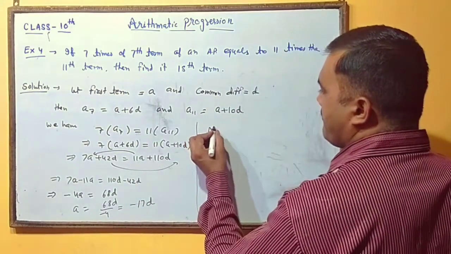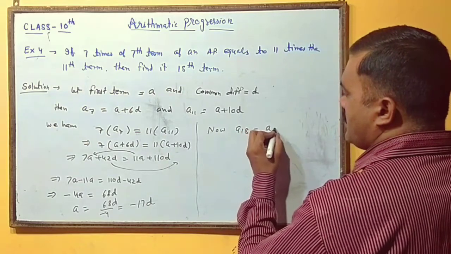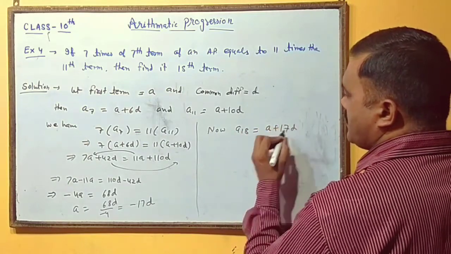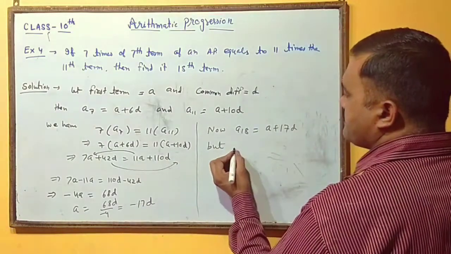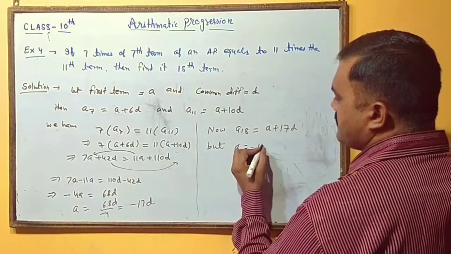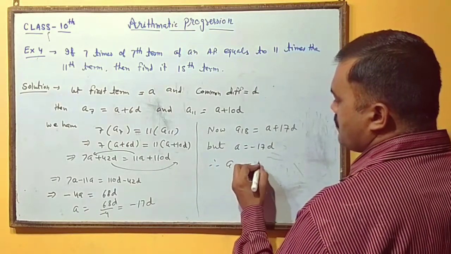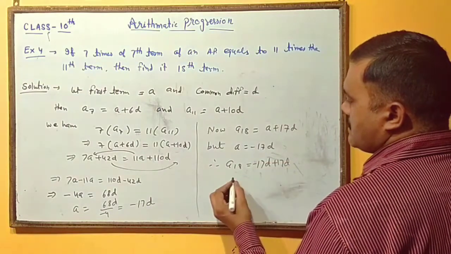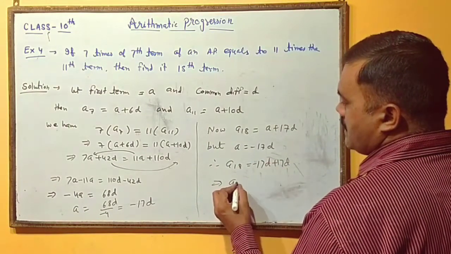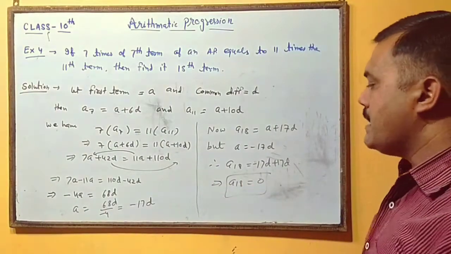Now a18 is equal to a plus 17d, but we have a is equal to minus 17d. Therefore a18 is equal to minus 17d plus 17d. Therefore a18 is equal to 0. So its 18th term will be 0.